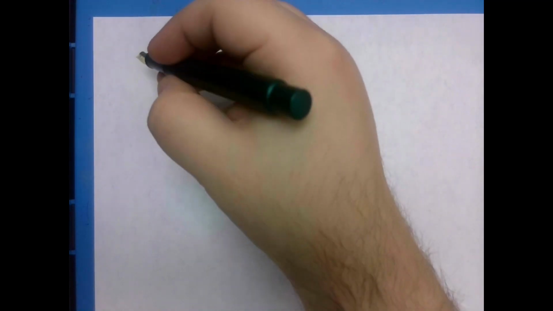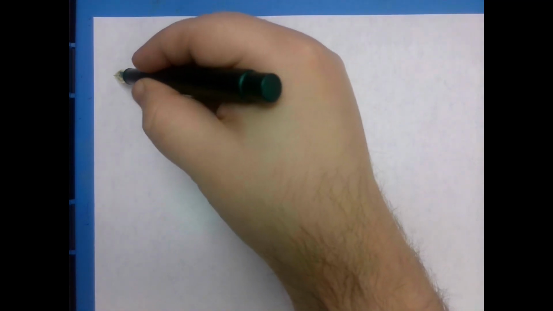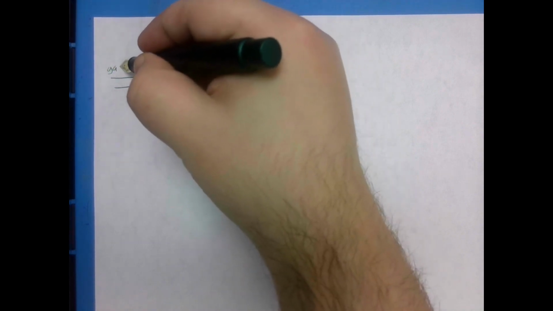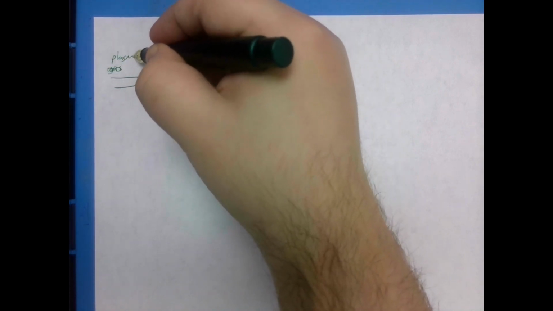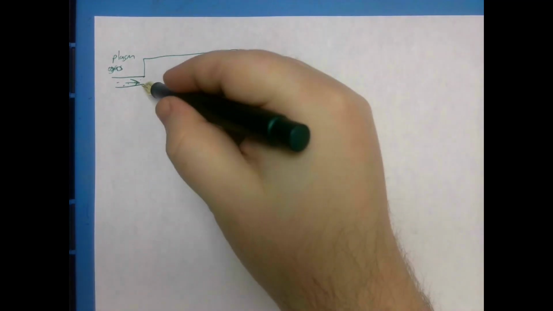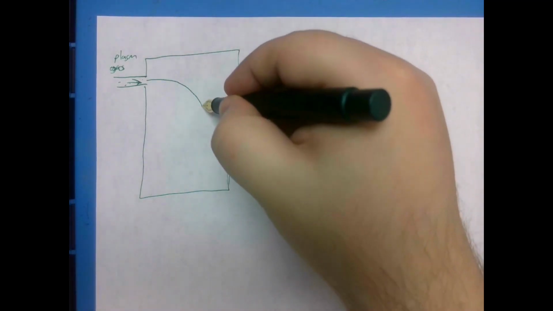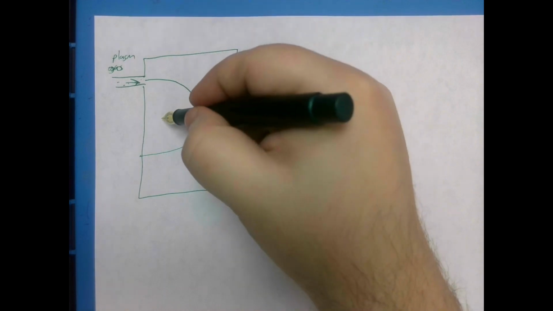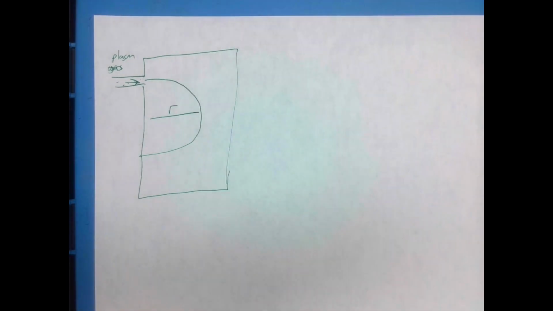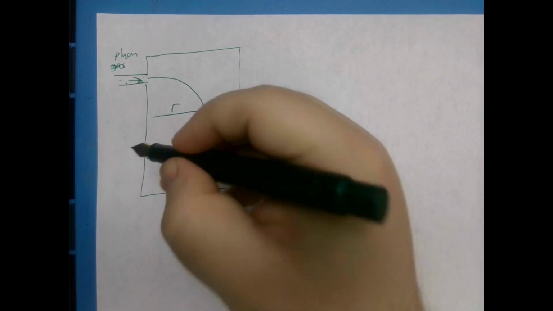So basically, there is no electrical field. There's only a magnetic field in this example. We have this hot gas, or plasma, I should say, that is moving inward, and it's going to come in here and make a circle of radius r. And it's going to hit this wall.